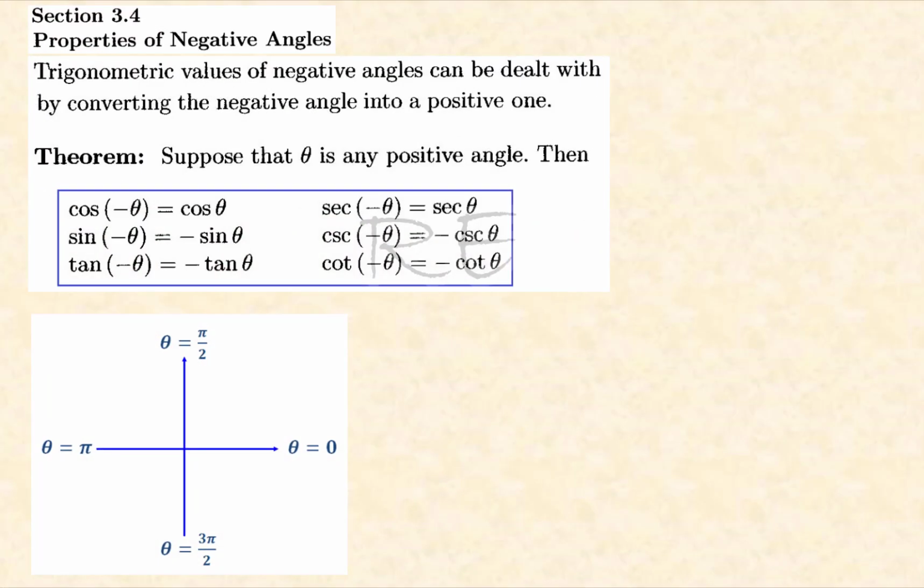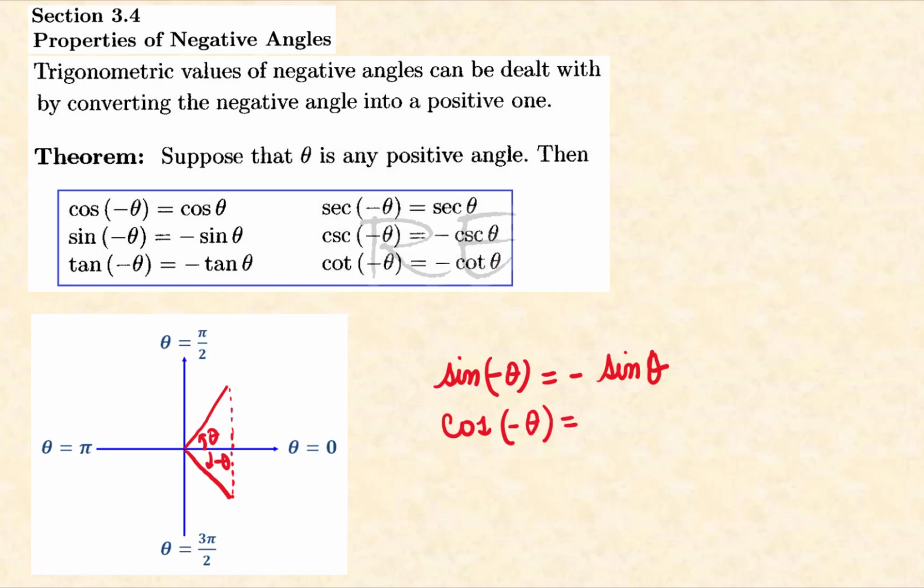Trigonometric values of negative angles can be dealt with by converting the negative angle into positive ones. Counterclockwise, the angle is positive. Clockwise, the angle is negative. We have theta and negative theta in the following graph. You notice that sine of negative theta is negative, therefore it's equal to negative sine theta. We say that sine is odd.